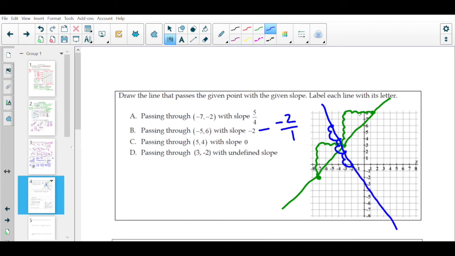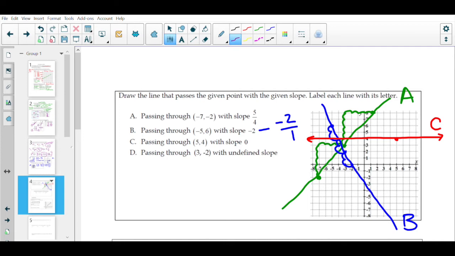Passing through 5, 4 with a slope of 0. So passing through 5, 4. 1, 2, 3, 4, 5. 1, 2, 3, 4. Right there. There's 5, 4, and with a slope of 0, that's a horizontal line. So that's all we need to do there. That's line C. Sorry, I should label this. This is line B, and the green one is line A. Okay, last one.